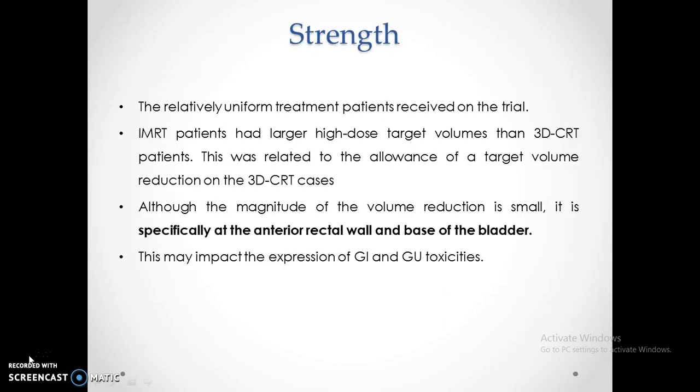The strength of this article is the relatively uniform treatment patients received on the trial. IMRT patients had larger high-dose target volumes than 3DCRT patients. This was related to the allowance of a target volume reduction on the 3DCRT cases. Although the magnitude of the volume reduction is small, it is specifically at the anterior rectal wall and base of the bladder. This may impact the expression of GI and GU toxicities.